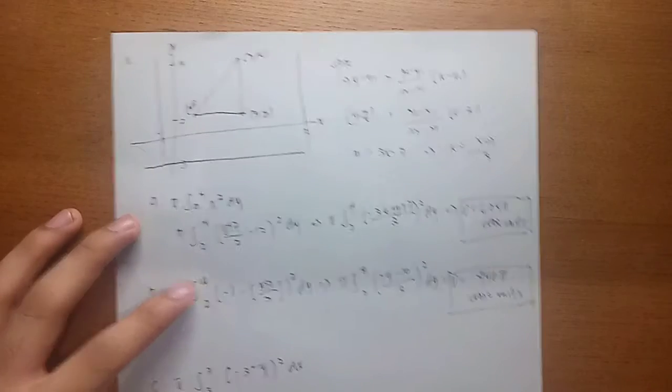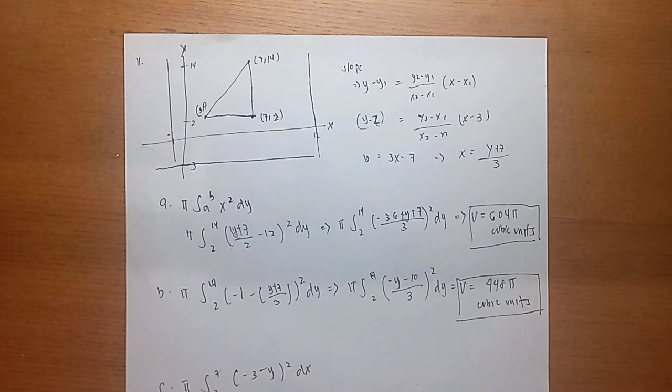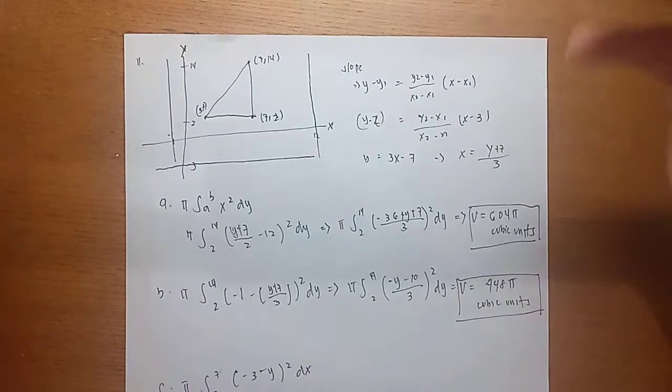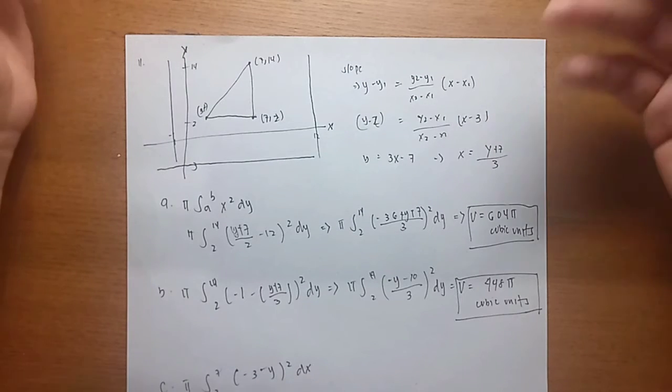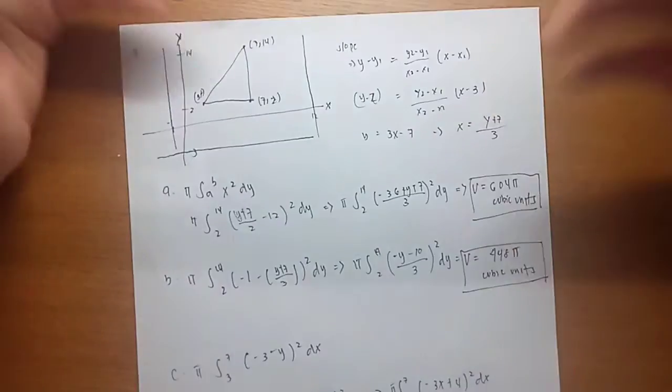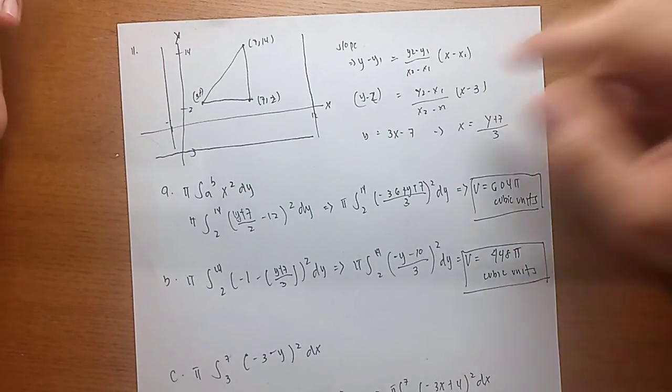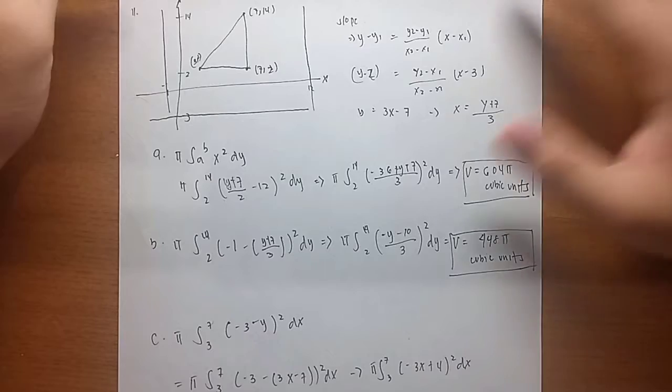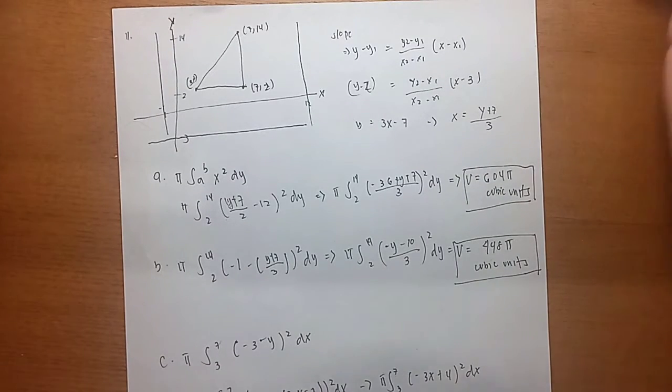So hello, let's move on to number 11, wherein we need to find the volume of that triangle if we revolve it about the sides: first, x is equal to 12; second, x is equal to -1; and third, y is equal to -3. So first we need to find an equation involving this triangle.